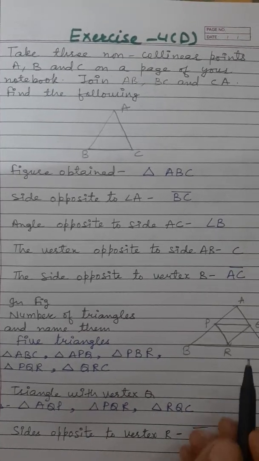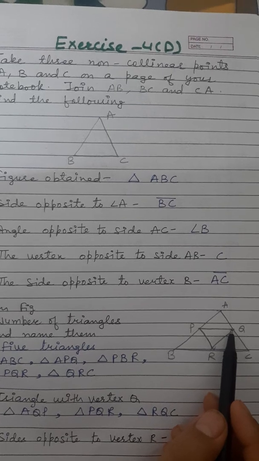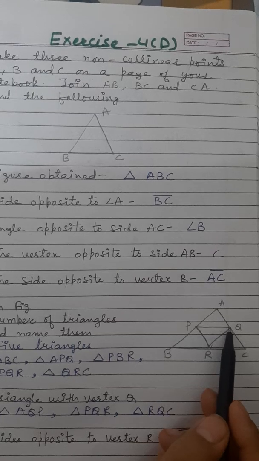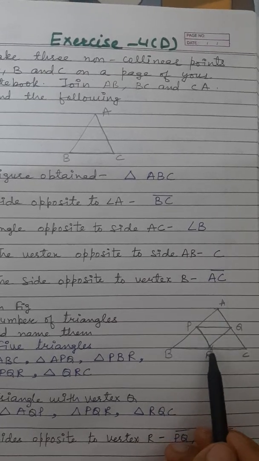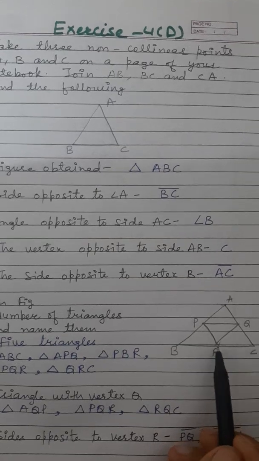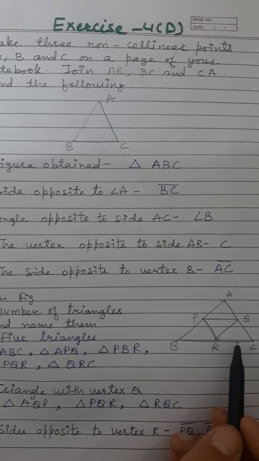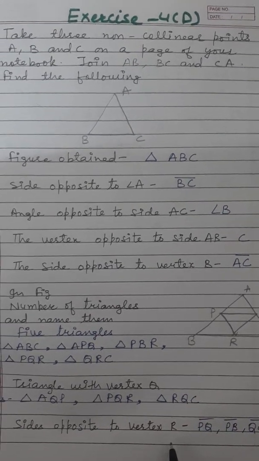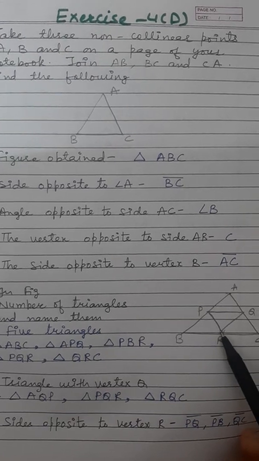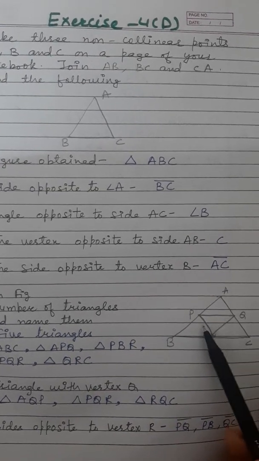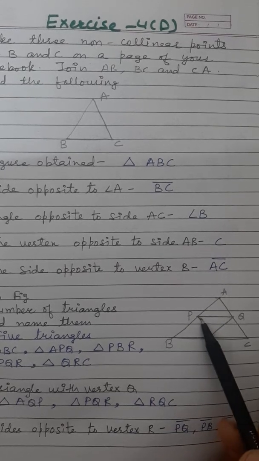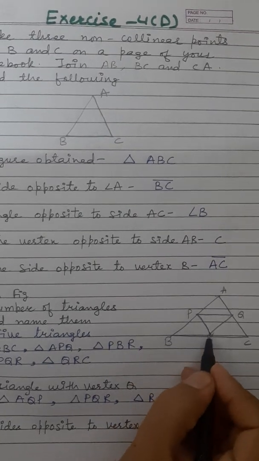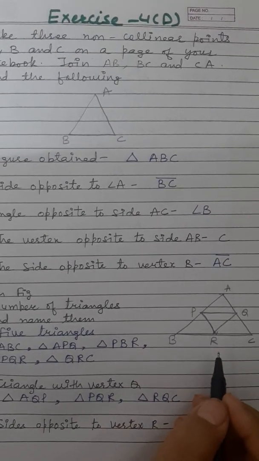Triangle with vertex Q. See, they are asking with vertex Q how many triangles are there. See, this is QAP. This is starting with Q vertex. Now QRC. Next is RQC. In these triangles we are having Q as a vertex. Sides opposite to vertex R. Opposite to vertex R is PQ. This PQ, this PB and QC. This is opposite to this vertex R. So this was about question number 2.